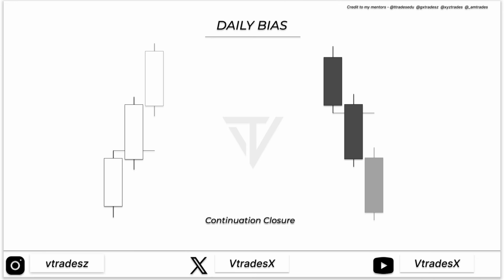Continuation closures. Bullish continuation occurs if today's candle closes above yesterday's high. It tells me price is strong and likely to continue higher. Bearish continuation occurs if today's candle closes below yesterday's low. It signals weakness, and I'll be looking for price to continue lower.